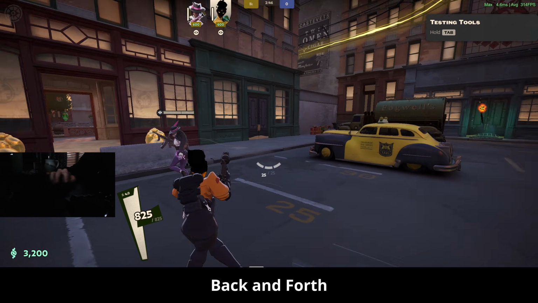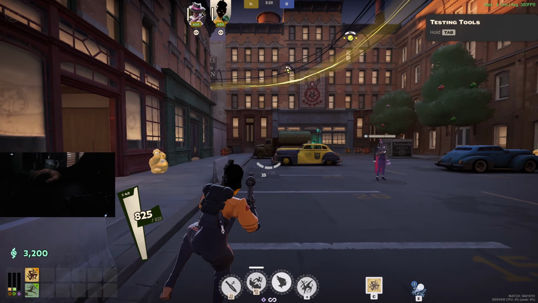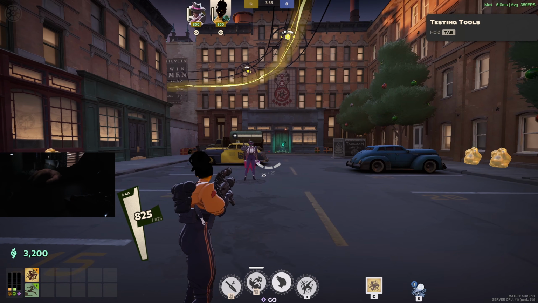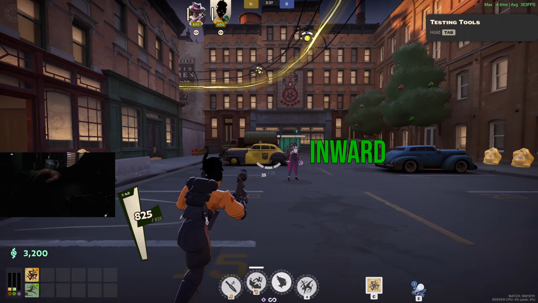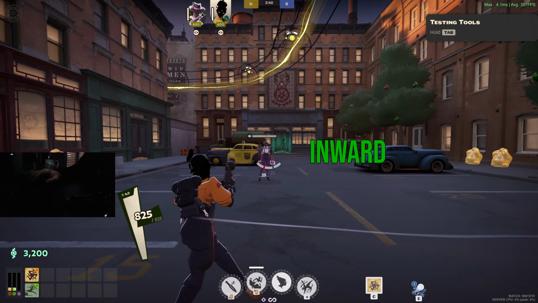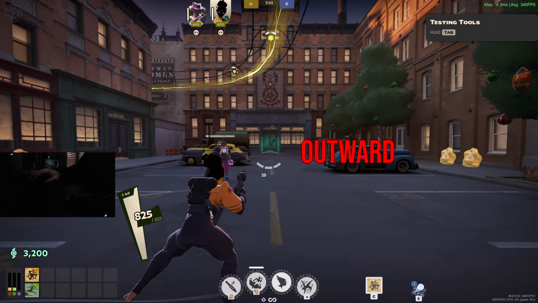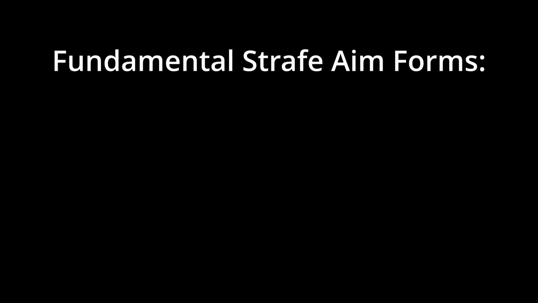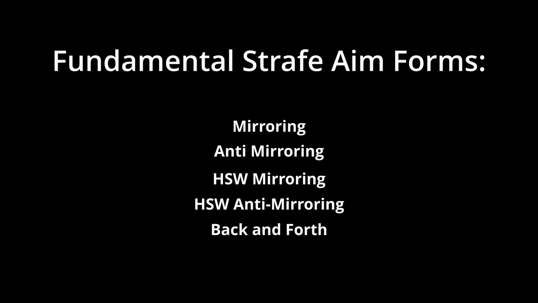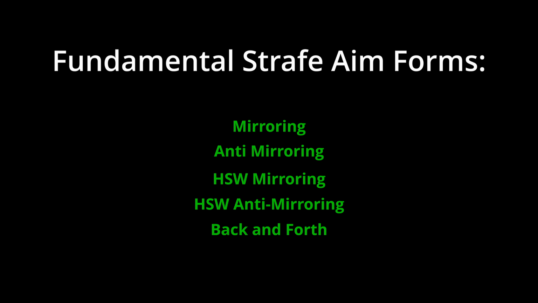There exist 2 defining aspects of all strafe aim forms, inward and outward directed. Inward meaning your movement is moving your crosshair closer to the target, outward meaning your movement is moving your crosshair farther from the target. Strafe aim forms that do both are called mixed. The fundamental strafe aim forms are all of the 180-degree strafe aim forms. Think of all of the following strafe aim forms as the combinations of the antecedent strafe aim forms.